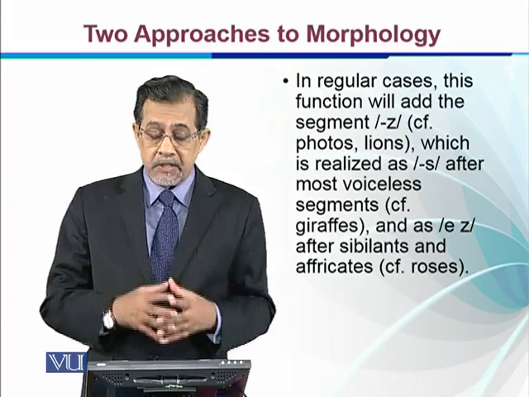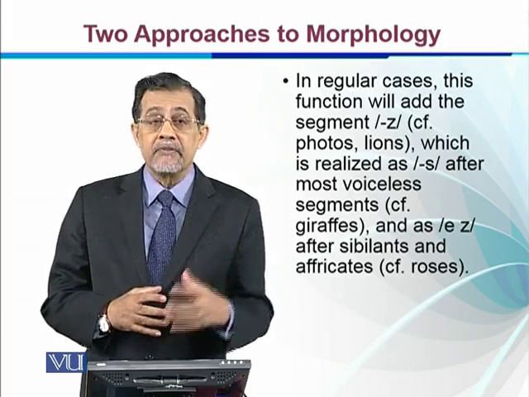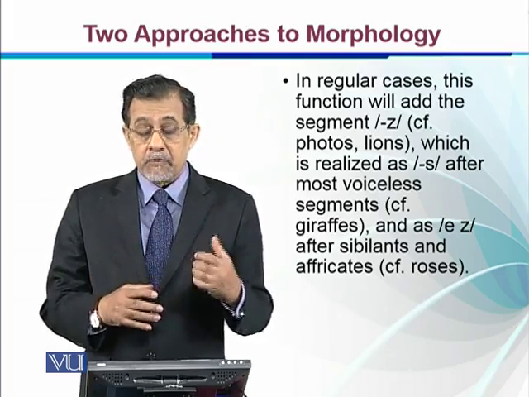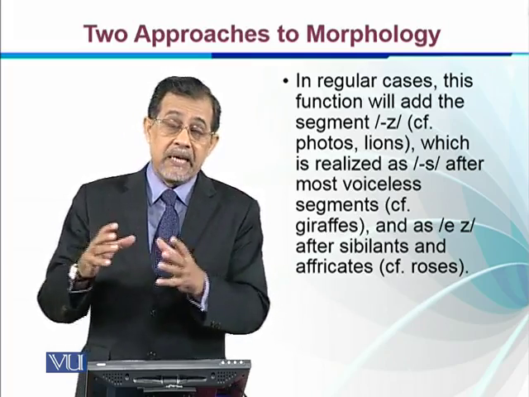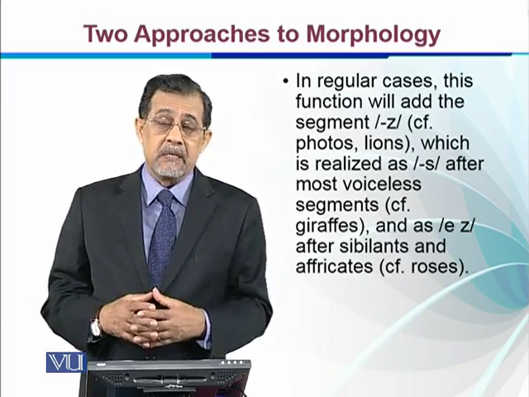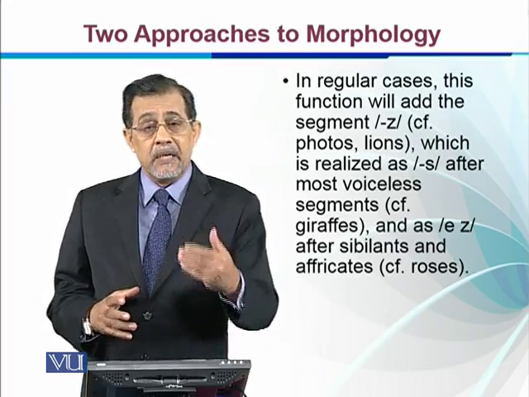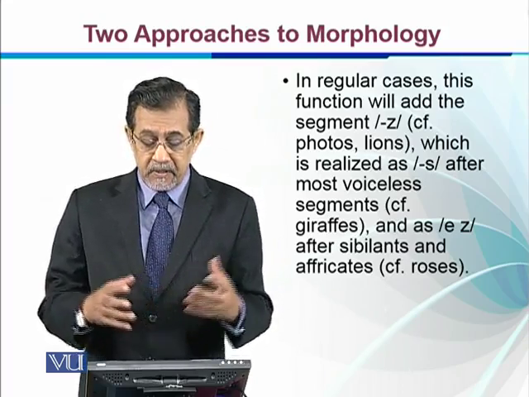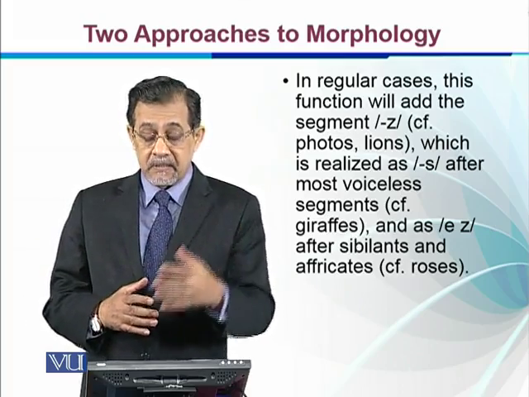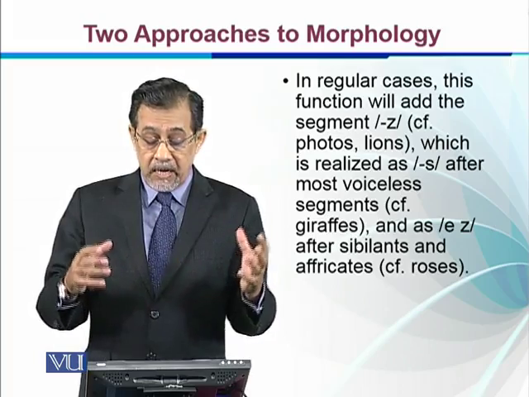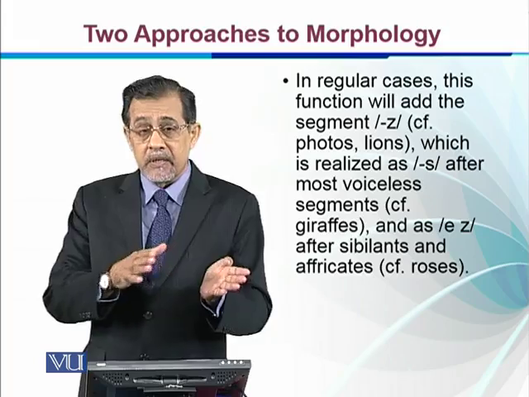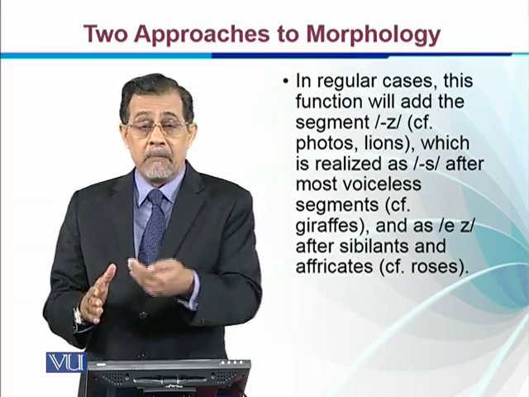In regular cases, this function will add the segment s, like photos, lions, which is realized as s when we have a voiceless ending sound of the stem, like giraffes, and as iz when we have a sibilant or affricate, like roses. So it has different allomorphs.